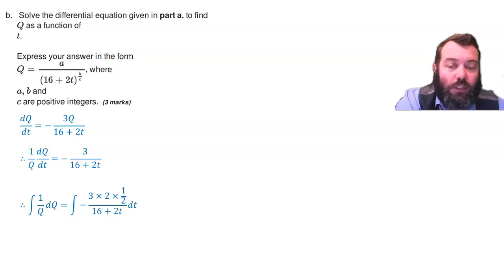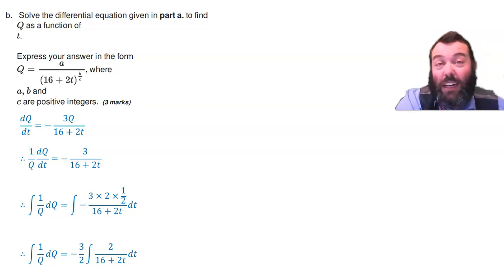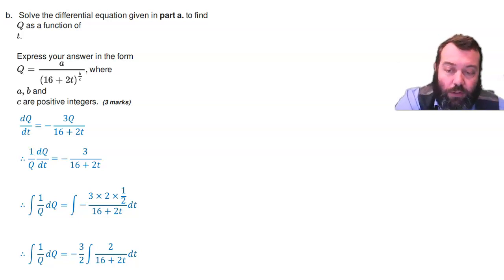But I'm not. So let's put the 2 up the top, and we will balance that out by putting a half up the top as well. We should be happy enough saying 3 times 2 times a half is still just 3. Right, we got that, and then I'm going to take some of those coefficients out the front, the negative 3 over 2. I'd quite like to be integrating 2 over 16 plus 2t, because that's a straightforward log, and now I am, with a negative 3 over 2 there.